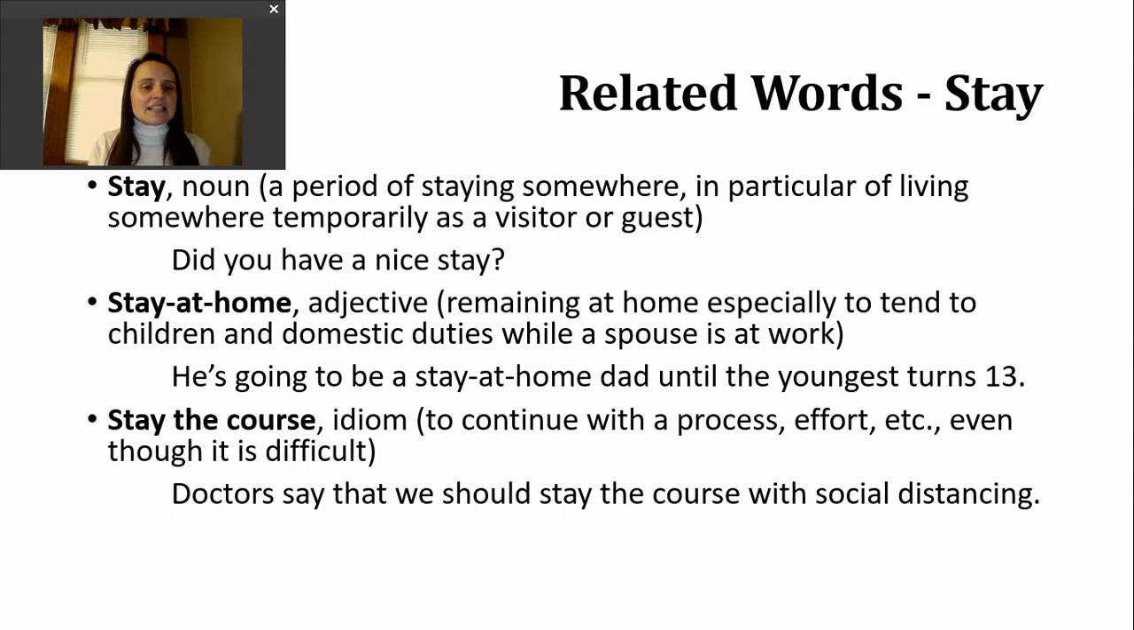Finally, the last thing I'm going to leave you with today is a little different, but it's something I've heard in the news often. It's an idiom with stay, and it's stay the course. It means to continue with a process or effort, maybe a project, even though that thing is quite difficult. I've heard this used in a few different ways in the last couple of weeks, that doctors say that we should stay the course with social distancing.